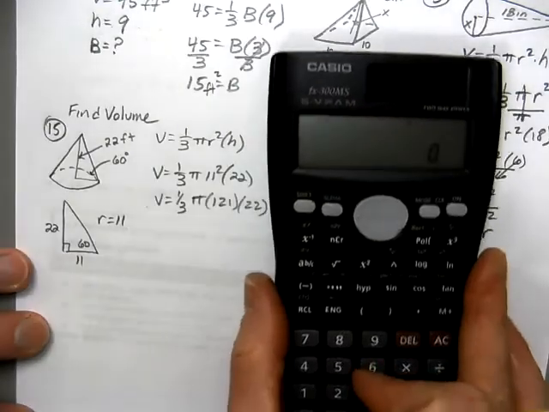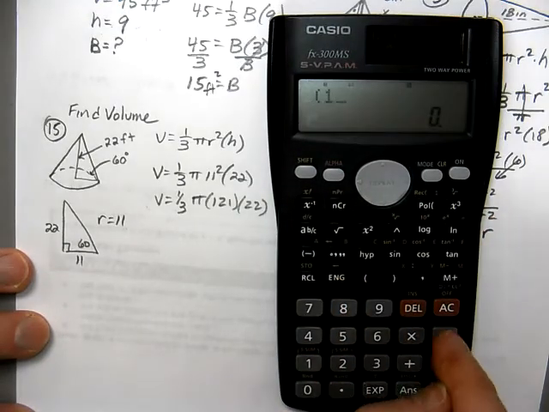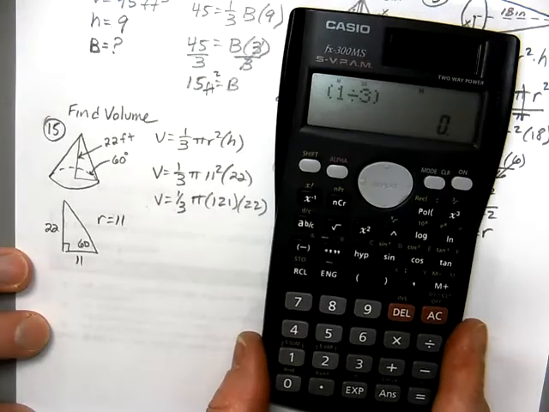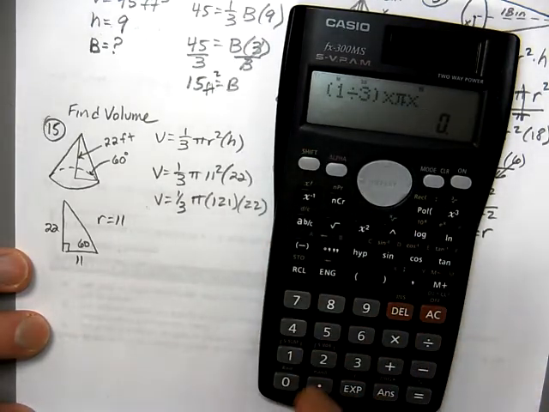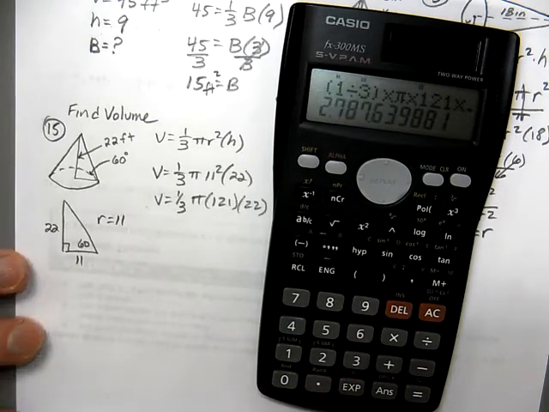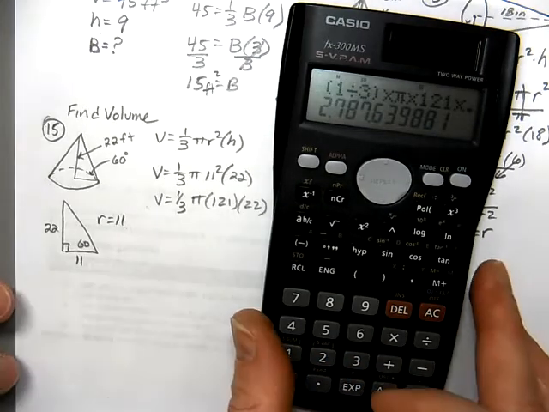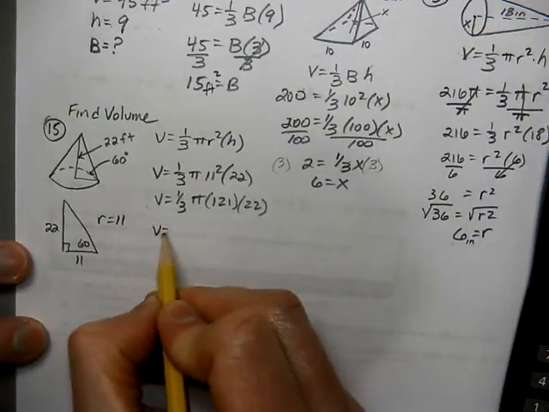So we'll take our calculator and say 1 divided by 3, that's our 1/3, times pi times 121 times 22 comes out to be 2,787.